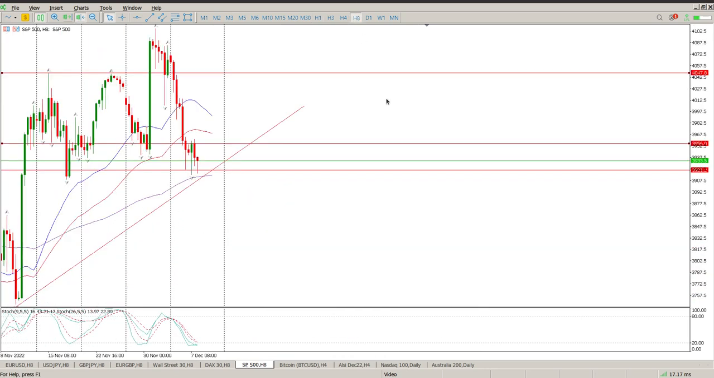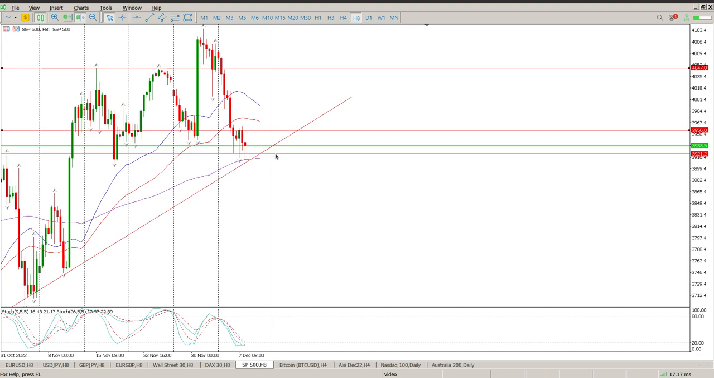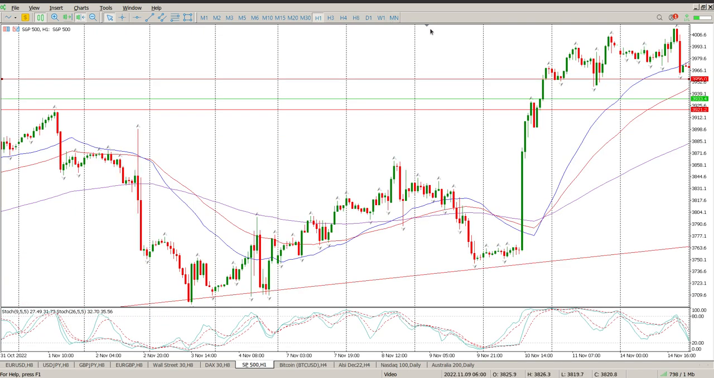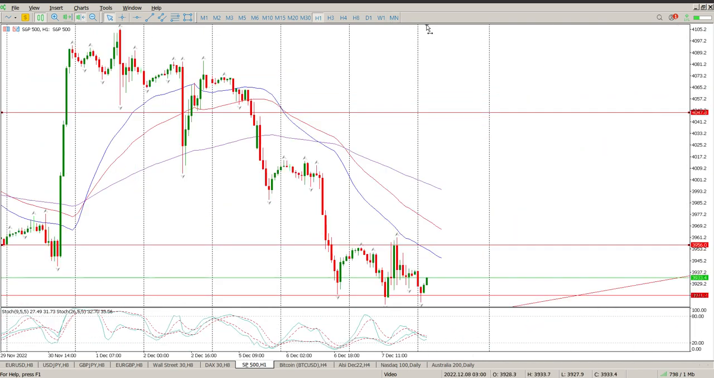Coming back to the 8-hour, that is in an upward trend. So you've got bullish views here, and then on the intraday you've got bearish views still.